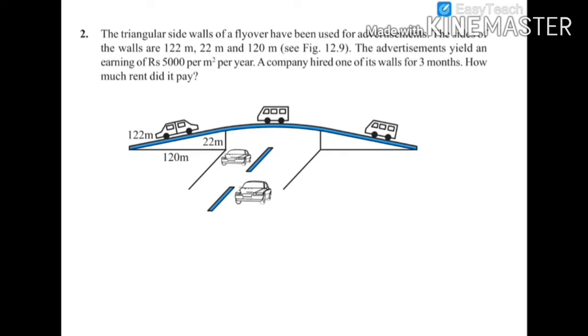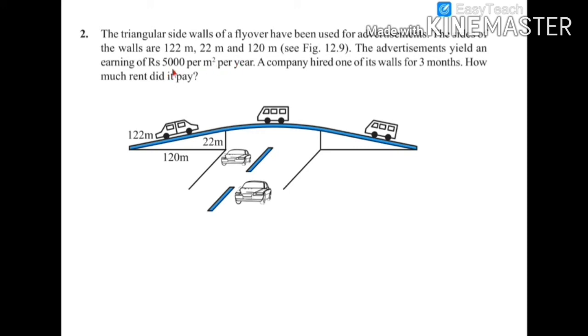Now notice that the rent that the company will pay for hiring the wall for putting their advertisements is charged per meter square. So 1 meter square of that wall will cost rupees 5,000. This means that we need to find out the complete area of one wall, as the company hired only one wall for putting its advertisement, and then we will multiply it by the cost for 1 meter square.